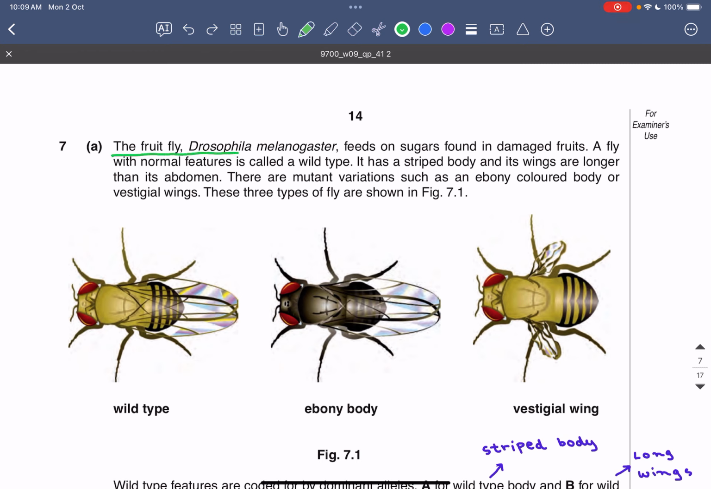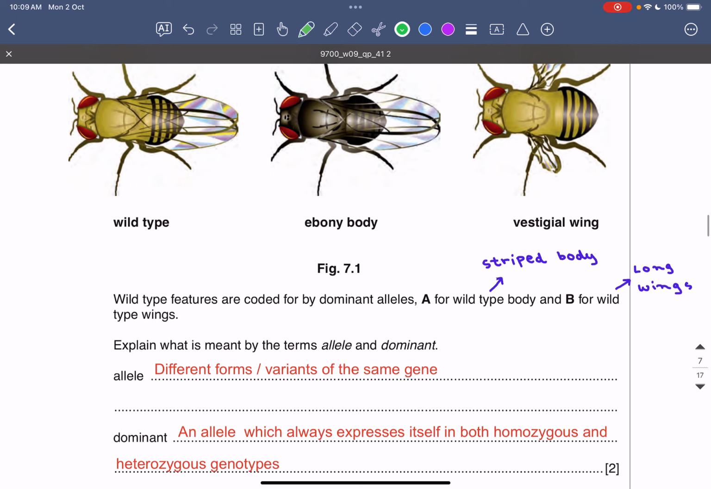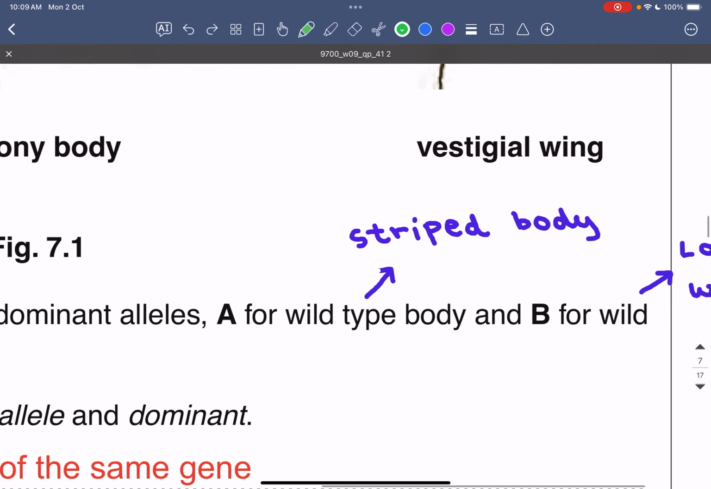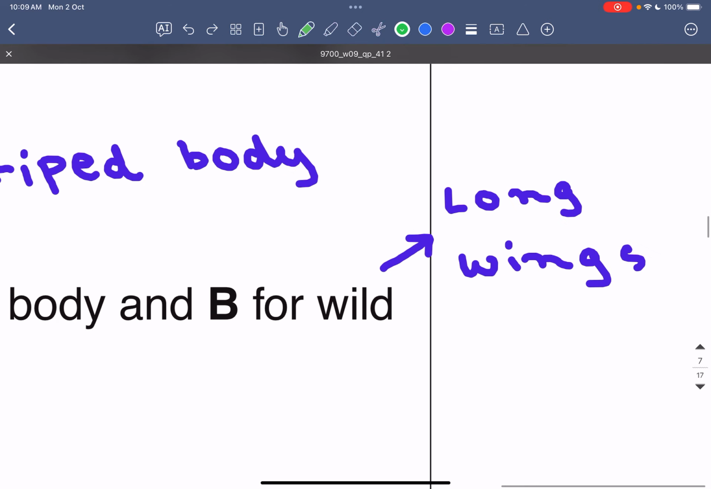The fruit fly Drosophila melanogaster feeds on sugars found in damaged fruits. A fly with normal features is called a wild type. It has a striped body and its wings are longer than its abdomen. There are mutant variations such as an ebony body, or vestigial wings. These types of fly are shown in figure 7.1. Wild type features are coded for by dominant alleles: A for wild type body, meaning striped body, and B for wild type wings, meaning long wings.